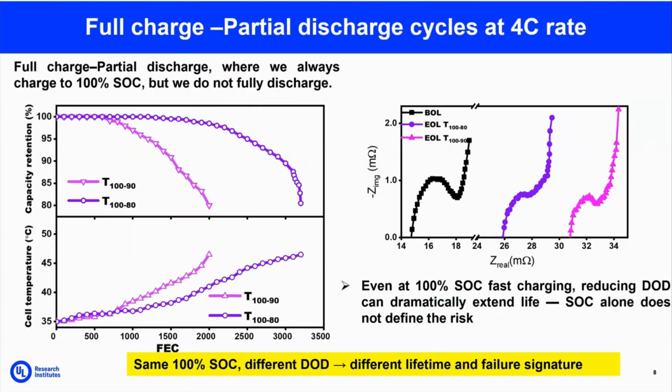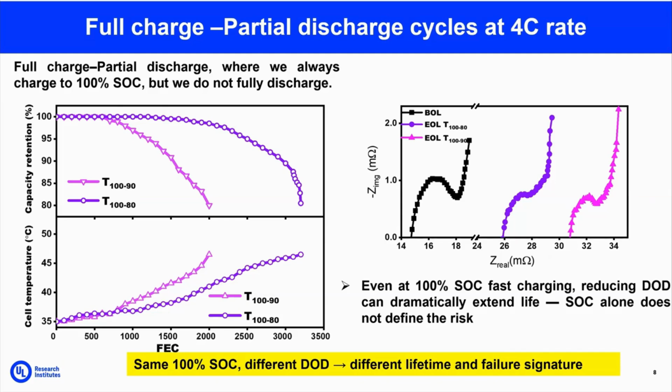Here we can see the charge condition is the same as previously, 100 SOC, but the discharge is limited to one case of 80 percent and another of 90 percent depth of discharge. So during the cycle life, we can see how the temperature profiles differ, which is clearly significant in the cycle life obtained also.